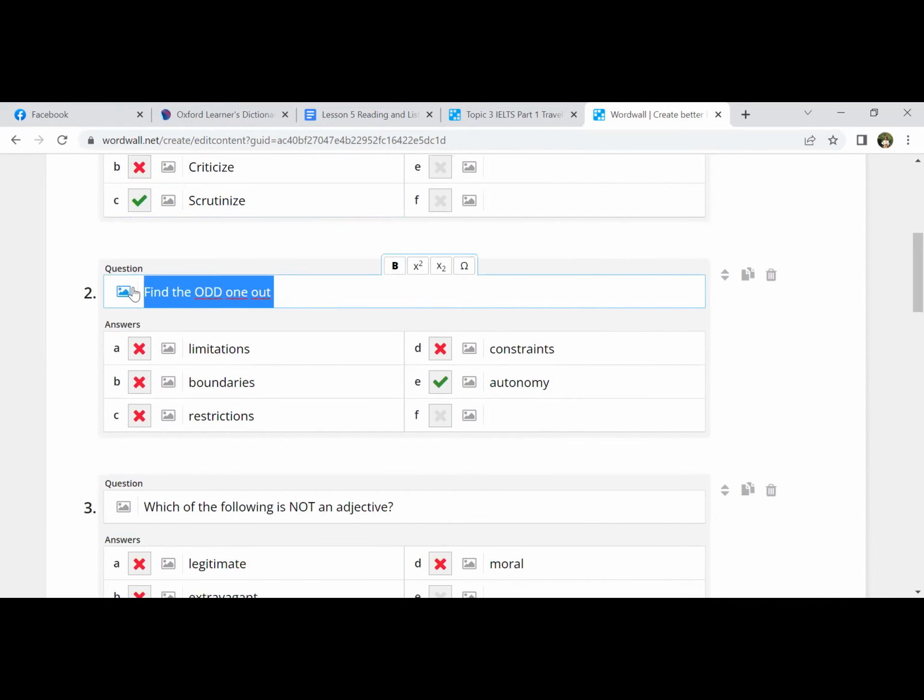Number 2, let's find the odd one out. Thank you, Ha. And I would like to discuss this with Quang Vinh. The answer is already here. And Vinh, what does autonomy mean?